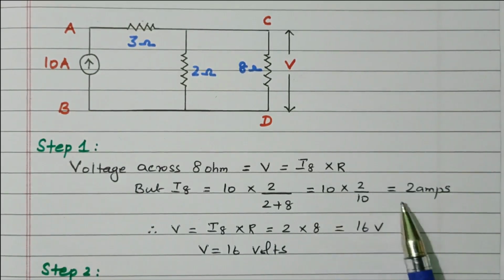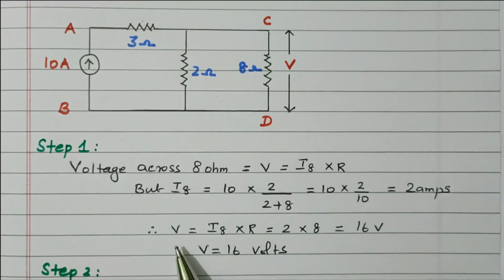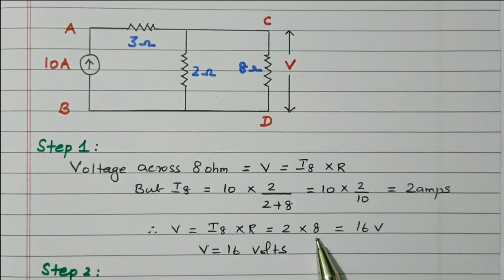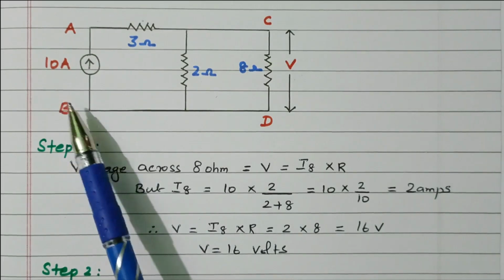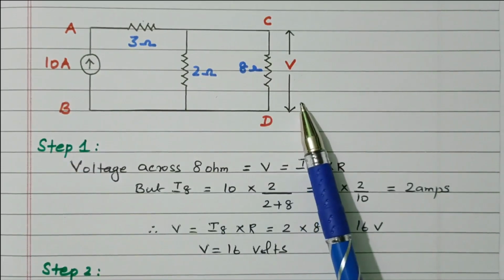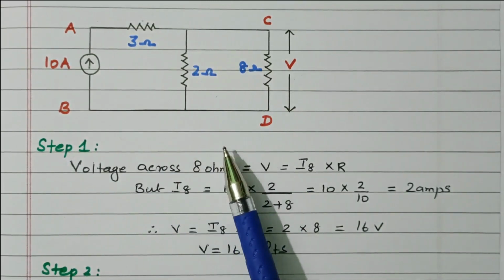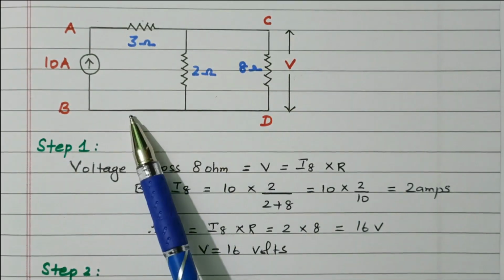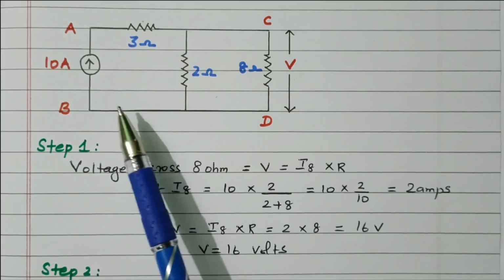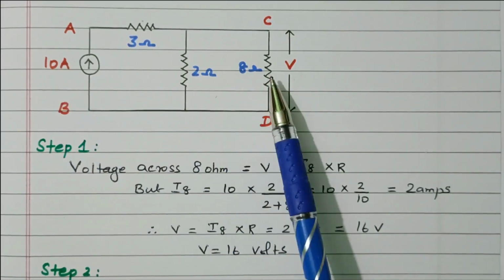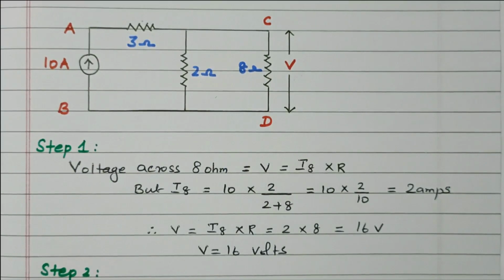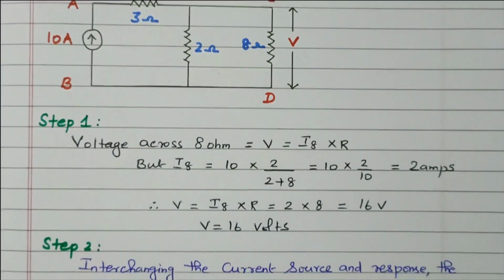Now we calculated the current flowing through the 8 ohm resistor. So V equals I8 into R, that is 2 ampere into 8, so 16 volts. Right? The current is 10 ampere in branch 1. The voltage drop in the second loop is 16 volts. Now we'll go for the interchange. We need to verify that the same 16 volts is reflected in branch 1 while the 10 ampere is transferred to branch 2. So in step 1 we identified the V value is 16.